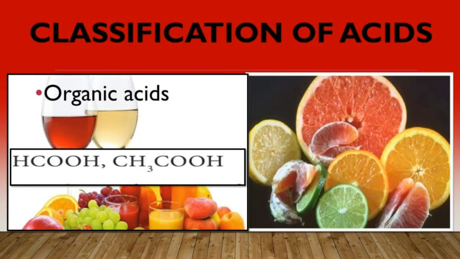Classification of acids. Acids are divided into two types, that is organic acids and inorganic acids. Acids which are present in plants, animals and living things are called organic acids. For example, HCOOH and CH3COOH are examples of organic acids.